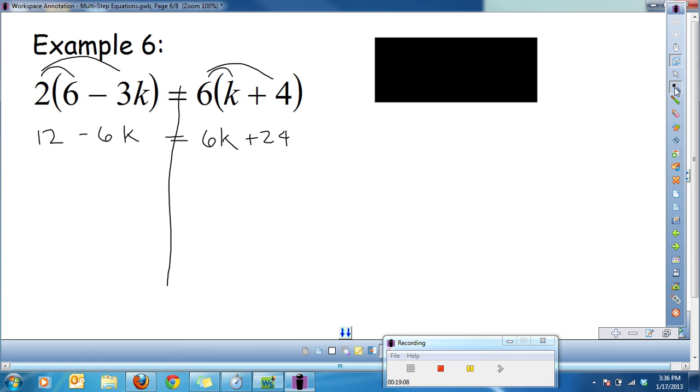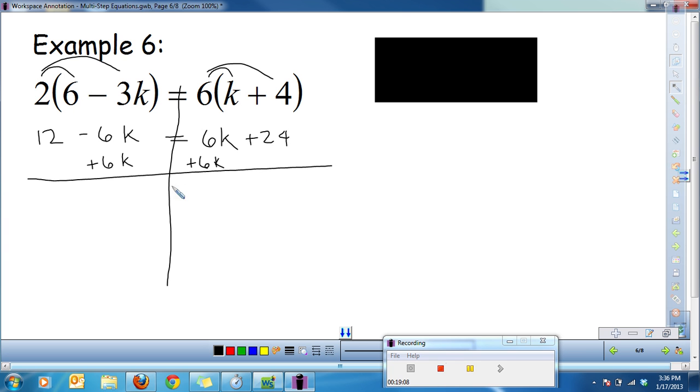Okay. Now our next goal is to get our variables together. Now I've been bringing this one over here, so I'm going to bring this one over here this time to show you that it works. Remember, I want to bring my k's together, so I need to do the opposite. This is saying minus 6k, so I'm going to add 6k. These cancel out. I'm going to bring down my 12. Now, 6k plus 6k gives me 12k. I bring down my 24.